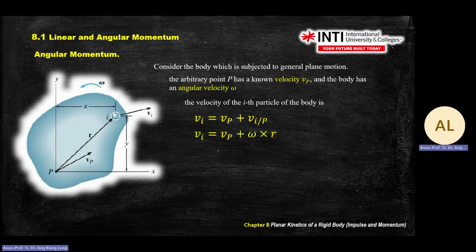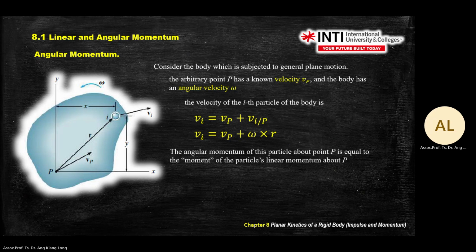And we know the relative velocity, VI/P, you can convert into omega and r. V equal to omega and r. So this is on the rigid body, linear momentum, where you can convert the VI/P or relative velocity to a certain point to become omega cross r.